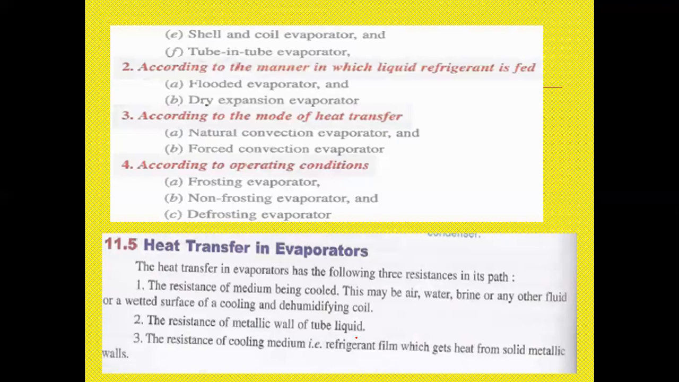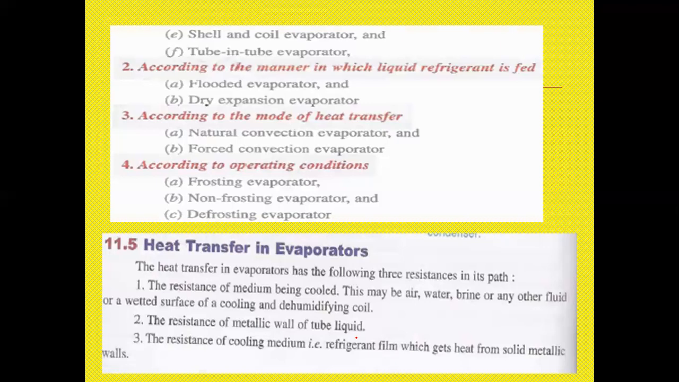The last one is according to the operating conditions. What are the operating conditions? Frosting evaporator, non-frosting evaporator, and defrost evaporator. So these are the various types of operating systems of refrigeration: frosting, defrosting, and non-frost evaporators.